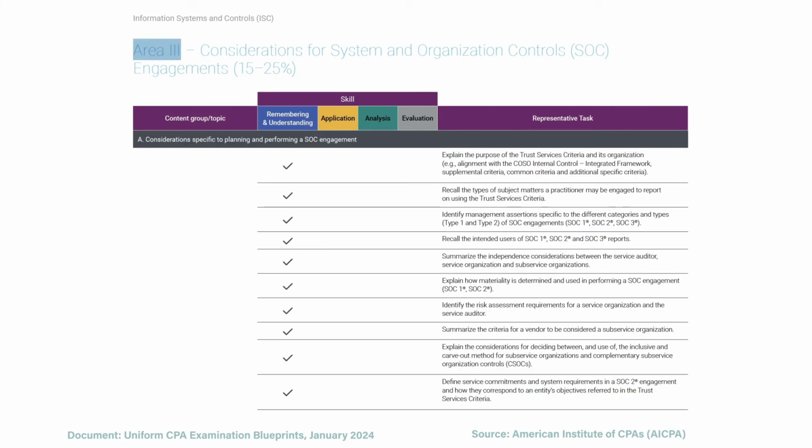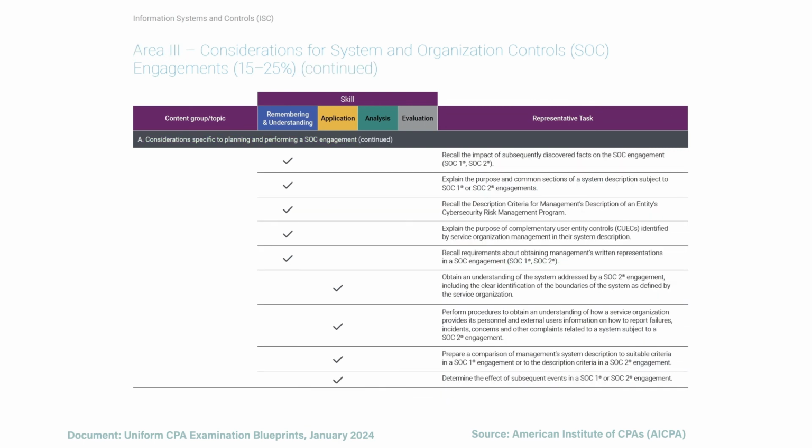Then we move to Area 3, which is considerations for SOC engagements. The first section is on planning and performing a SOC engagement. So this includes everything from understanding the trust services criteria, understanding management assertions, knowing who the users are of these different reports, knowing what the independence requirements are, how materiality is calculated, how we perform risk assessment, how we determine that an organization is a subservice organization. And we also talk about the inclusive versus the carve-out method for subservice organizations. So we're considering everything involved in a SOC engagement.